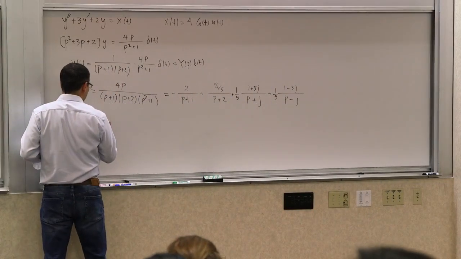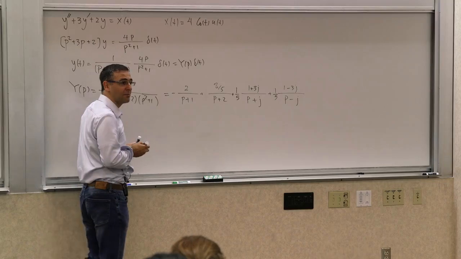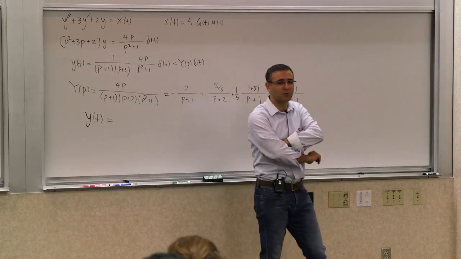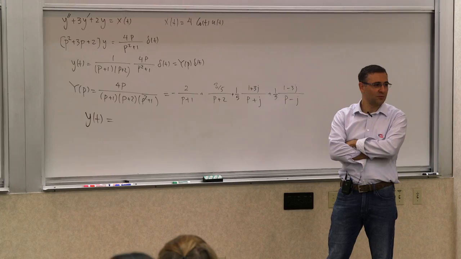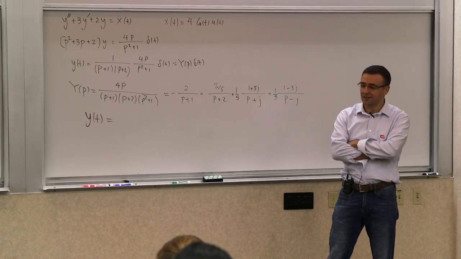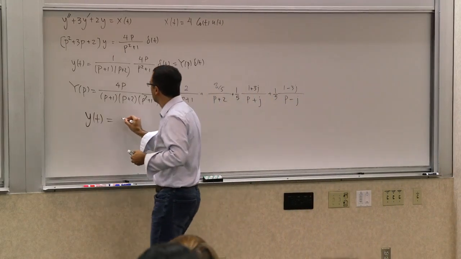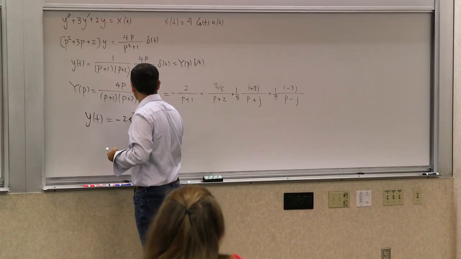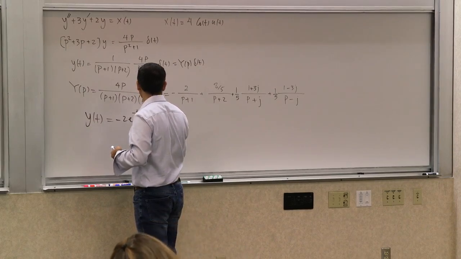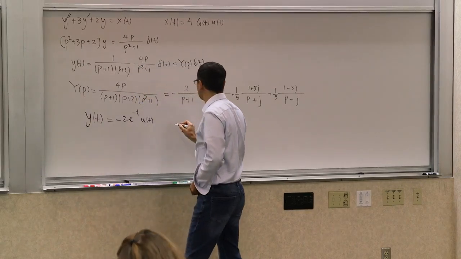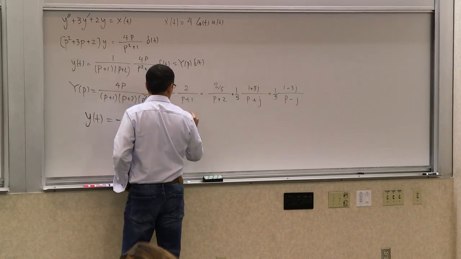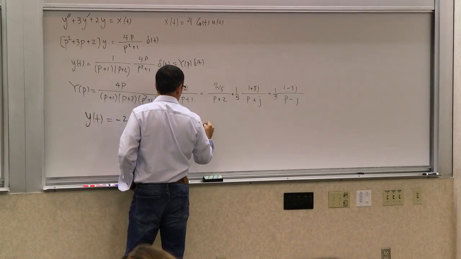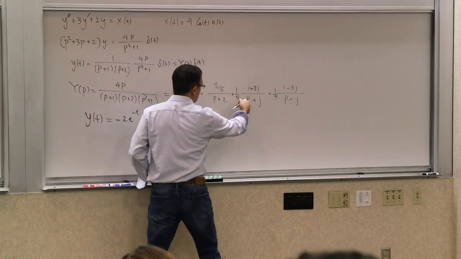I need y of t. You are going to tell me what y of t is. Use that catalog. Do you want to do that? Do you want to complete it? Negative 2 e to the negative t, there's a u of t, obviously. 8/5 e to the negative 2t u of t. And then what do I do with these two?